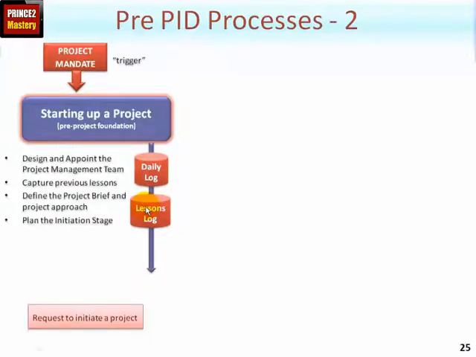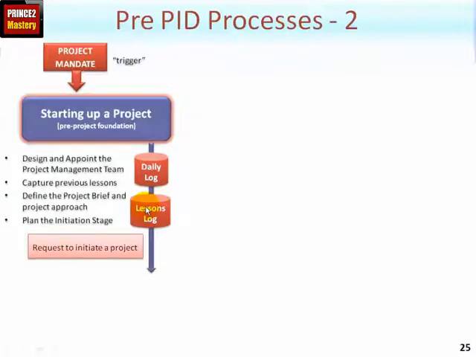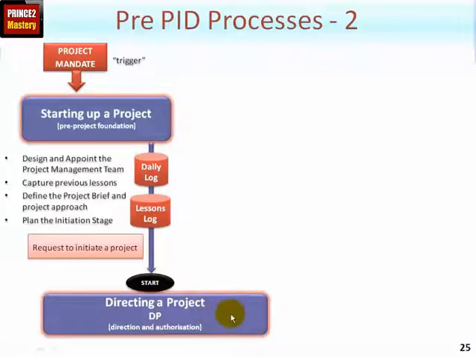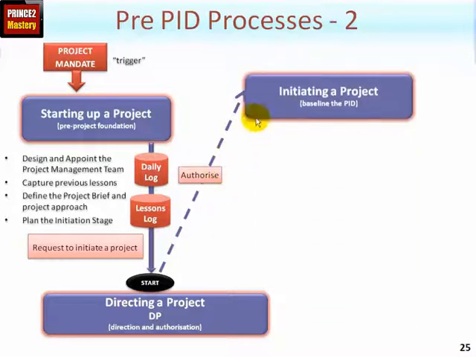All of this information will be put before the project board, with the project manager requesting them to initiate the project. This is the formal start of the project, and they will use the directing a project process. And it will be one of the activities within the directing a project process. Assuming they say yes, this is now authorizing the initiation stage only. Now the initiating a project process will be used to assemble all the information needed within the PID itself. This will include some other information, as we'll see in a moment.